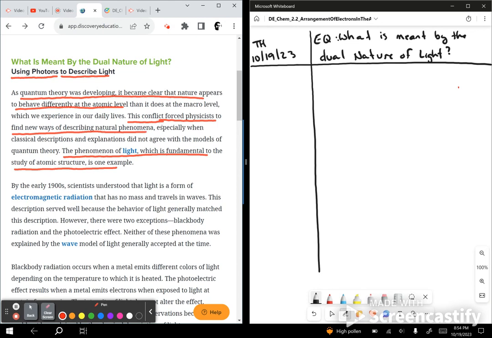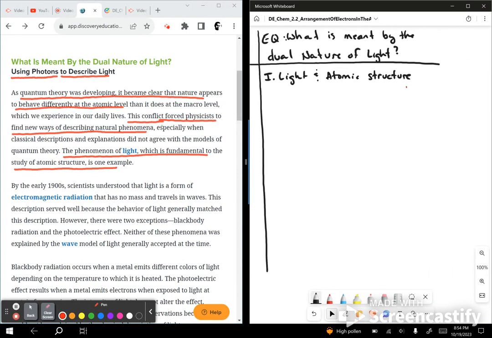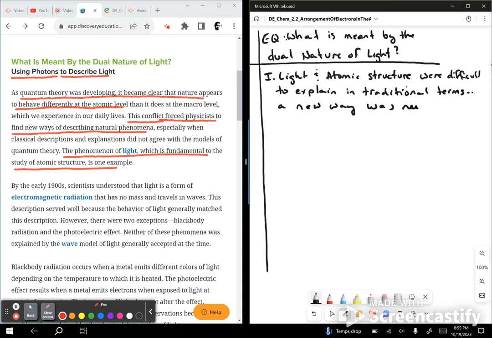Okay, so Roman numeral 1 over here. Light and atomic structure were difficult to explain in traditional terms. A new way was needed. Okay.